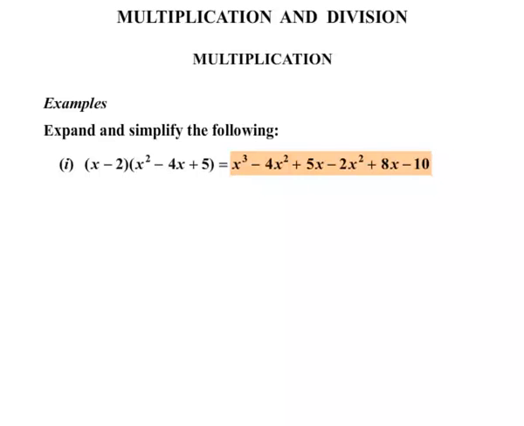And then we need to just collect like terms. So we've got x cubed, there are no other cubes. Then in terms of x squared, we've got minus 4x squared minus another 2x squared. That'll be minus 6x squared. We've got plus 5x plus 8x. And finally, we have that minus 10 on the end.